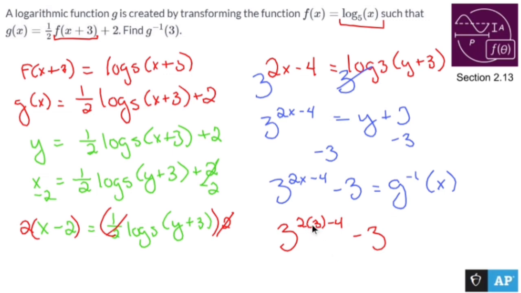2 times 3 is 6. 6 minus 4 is 2. 5 squared minus 3 is 25 minus 3, 22. So after all of that, it's a pretty gross problem, but we did it.